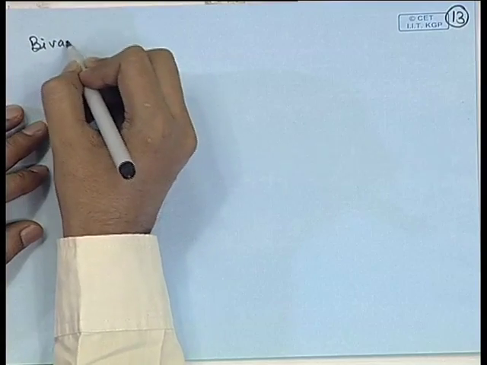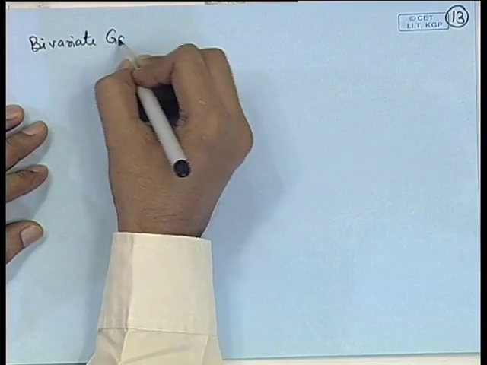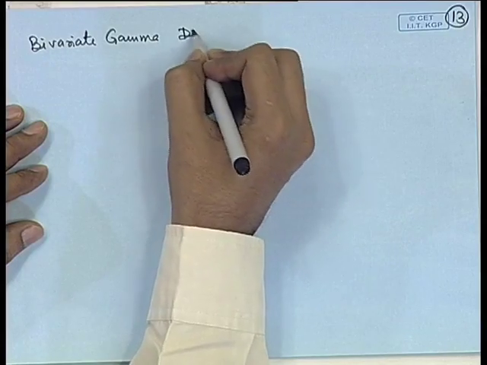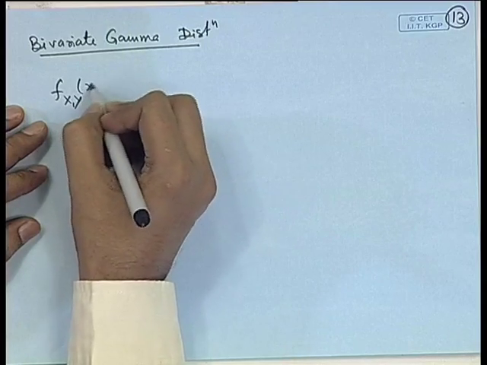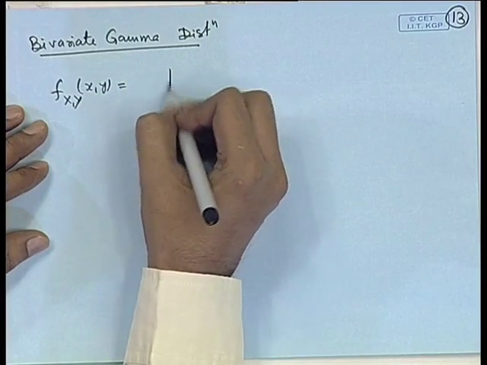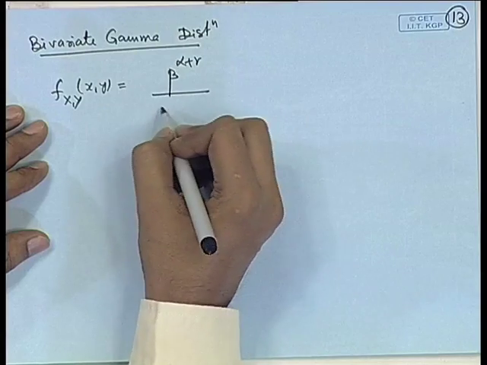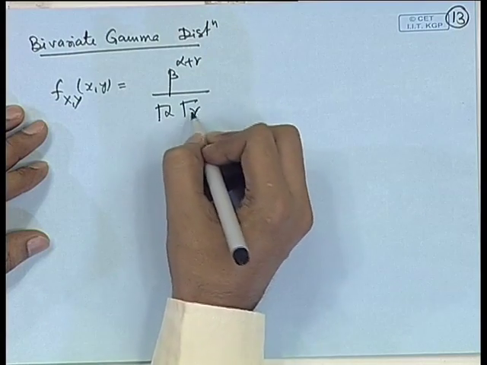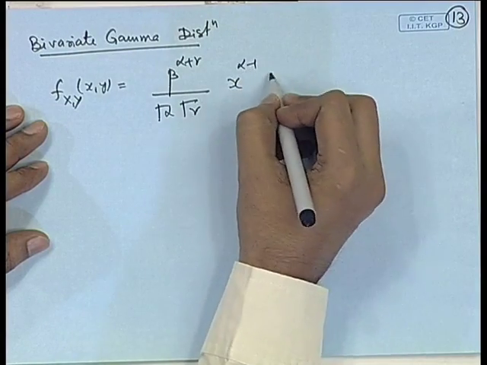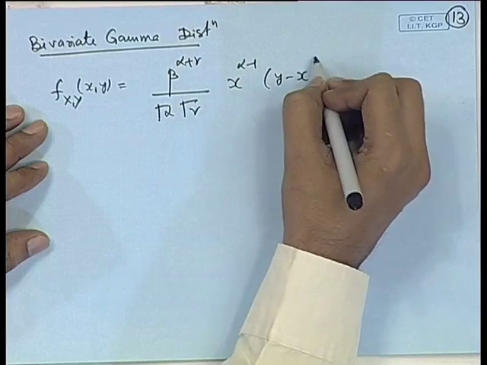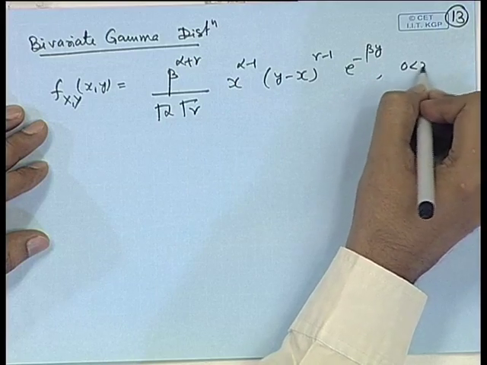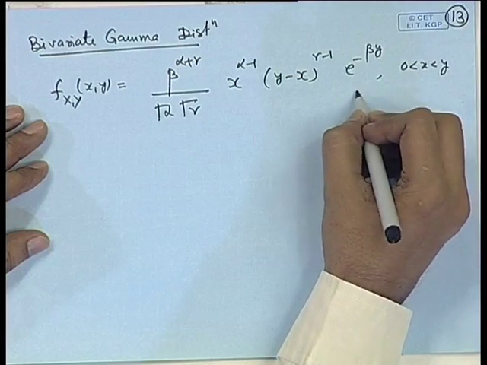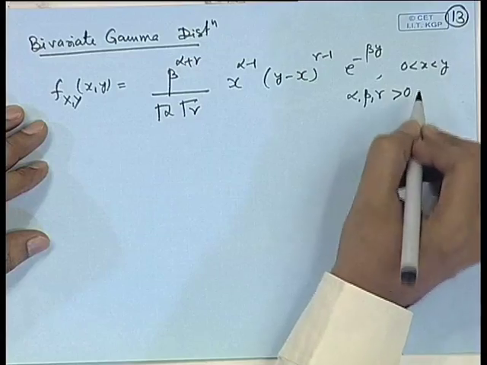thing is done for the gamma distribution. So, a bivariate gamma distribution can be defined as f(x, y) equals beta to the power alpha plus gamma divided by Gamma(alpha) Gamma(gamma), x to the power alpha minus 1, (y minus x) to the power gamma minus 1, e to the power minus beta y, where 0 less than x less than y, and alpha, beta, gamma greater than 0.